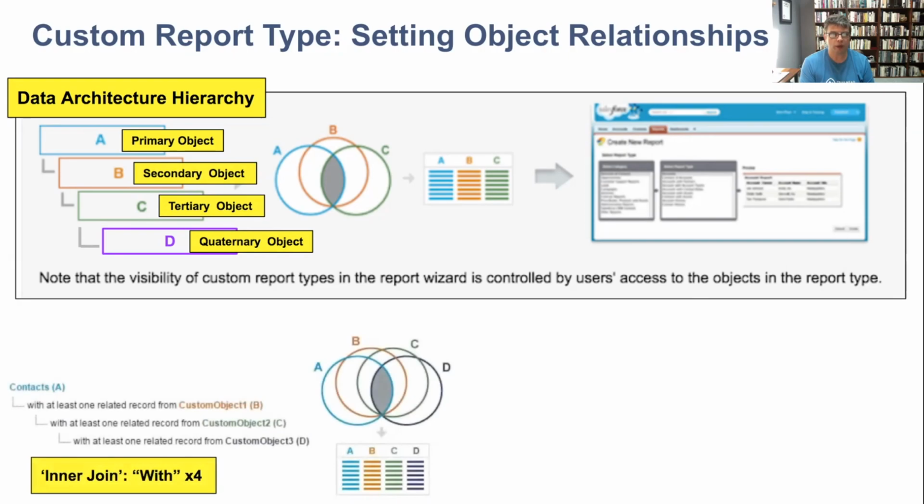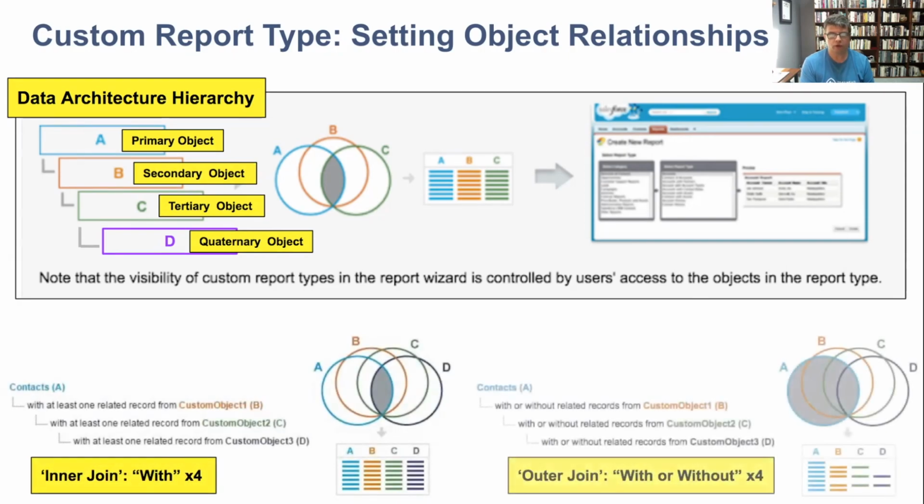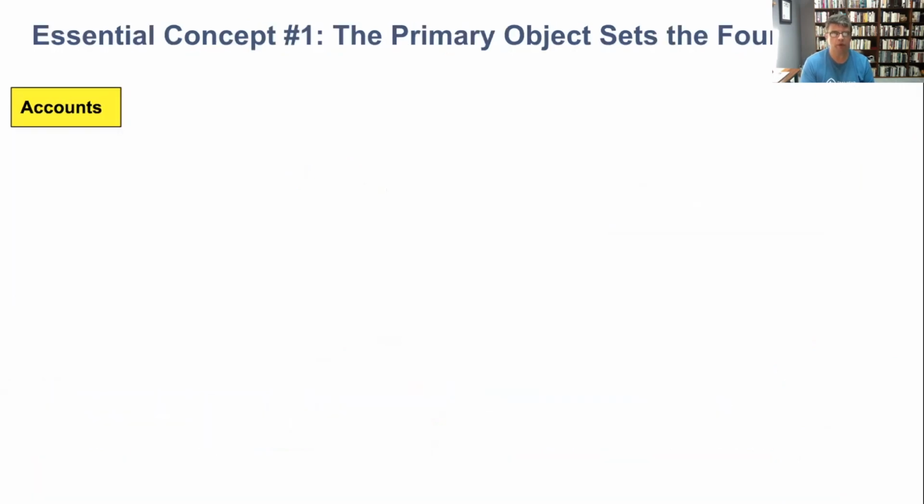Also want to talk about inner joins versus outer joins. So are we looking for the intersection? Are we looking for accounts with contacts, accounts with opportunities, opportunities with products, just that intersection? Or with or without, are we trying to retain that primary object and then filter down accordingly? So we're going to talk about both of those because it's really important. Otherwise, you may not be able to see the data that your use case demands.